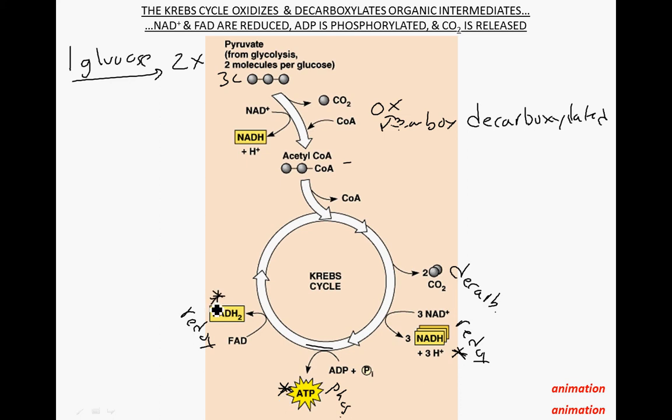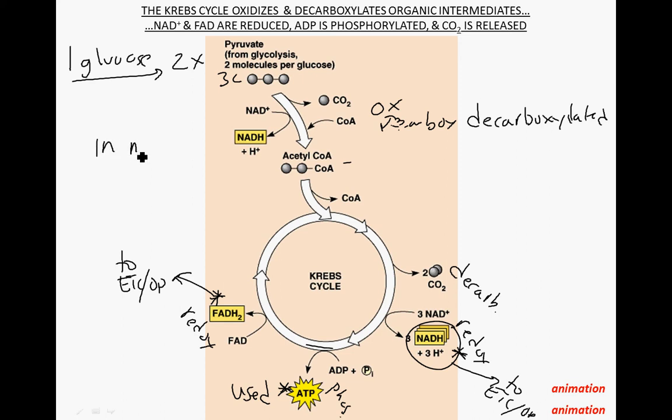So this ATP down here is used by the cell. This FADH2, where's it going? It's going to go to electron transport, oxidative phosphorylation. These NADHs, where do they go? They're going to go to the electron transport chain, oxidative phosphorylation. Where's all this happening? This is all happening in the matrix of the mitochondrion.